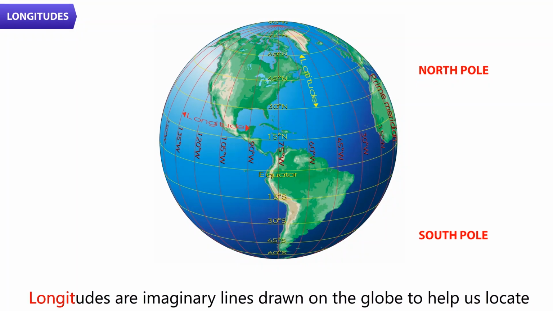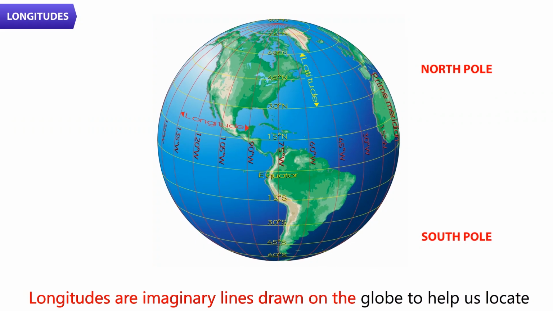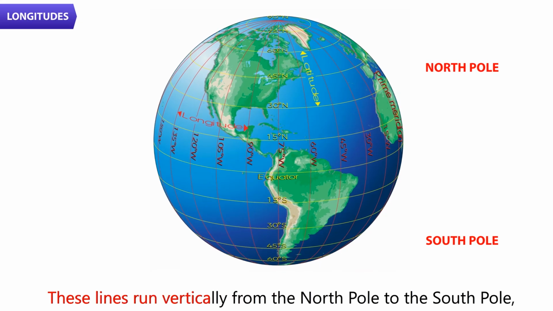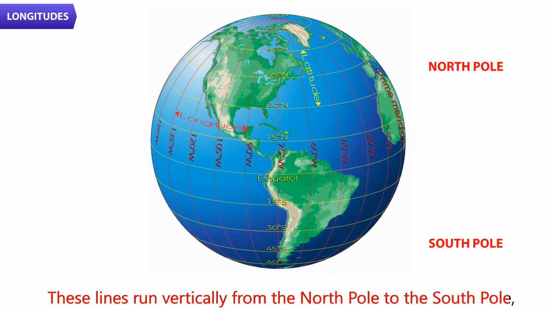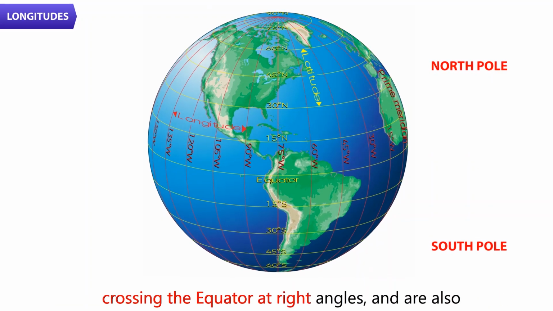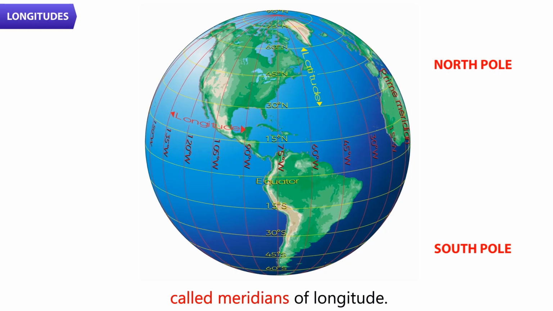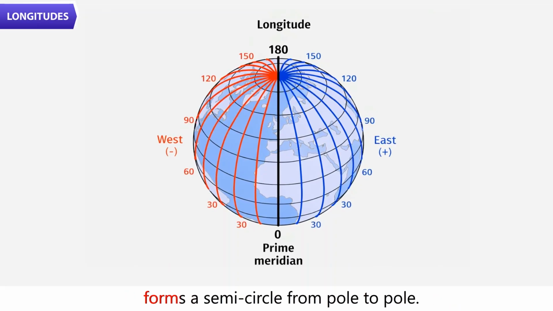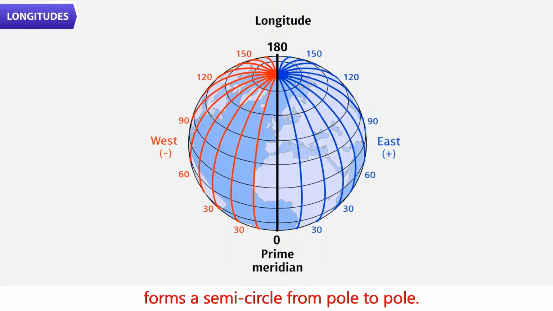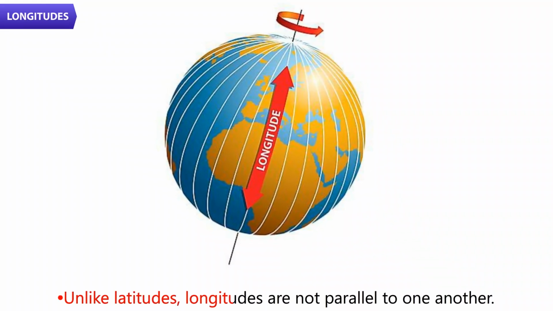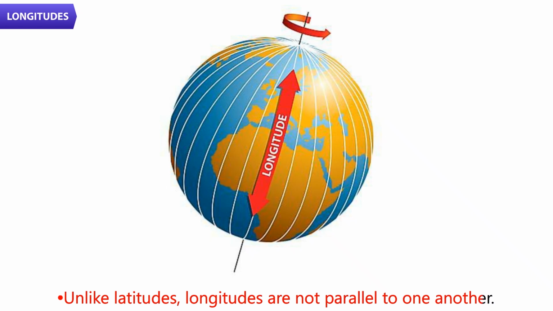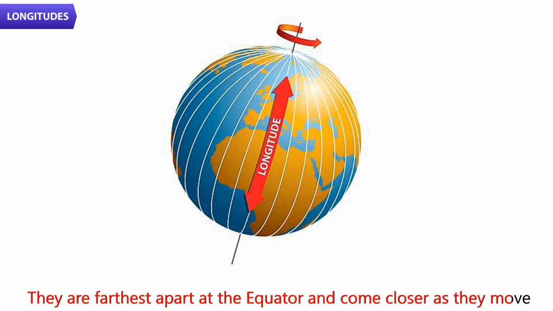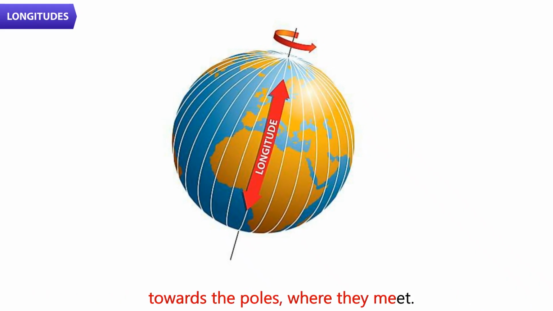Longitudes. Longitudes are imaginary lines drawn on the globe to help us locate places on the Earth. These lines run vertically from the North Pole to the South Pole, crossing the equator at right angles, and are also called meridians of longitude. Each meridian follows the curve of the Earth and forms a semicircle from pole to pole. Unlike latitudes, longitudes are not parallel to one another. They are farthest apart at the equator and come closer as they move towards the poles, where they meet.